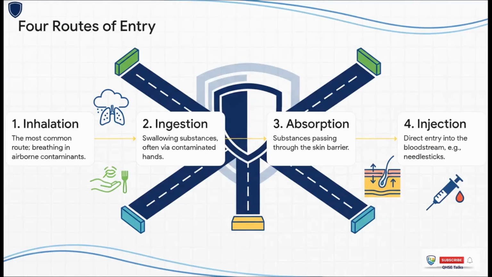Think of these as the four main superhighways for toxins to get inside the body. By far, the biggest and fastest is inhalation, just breathing it in. That's the most common one in the workplace. Followed by absorption through the skin, ingestion from, say, contaminated hands, and injection, which is less common but still possible. As a safety pro, our job is to set up roadblocks on these highways. That means things like ventilation for inhalation, gloves for absorption, and just good basic hygiene to prevent ingestion.